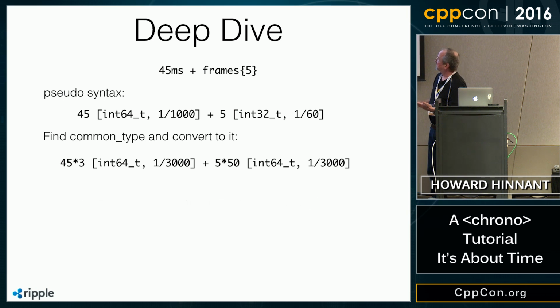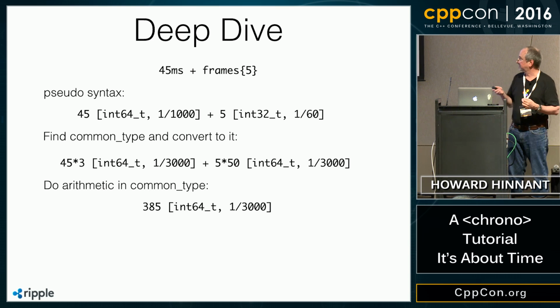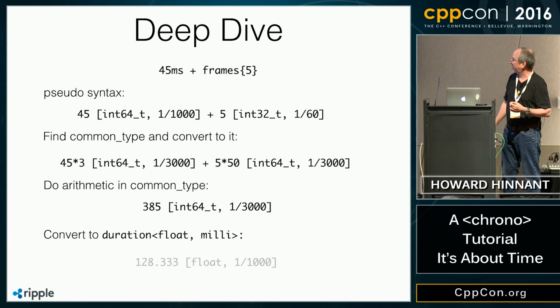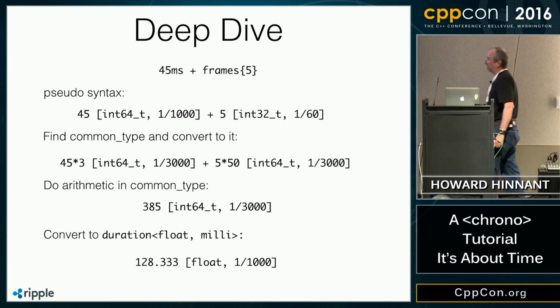Once you've done that, you just do the problem in the common type: multiply 45 times 3 and 5 times 50, and you get 385 int64_ts of units 1/3000. And then the last step was to convert it to floating point milliseconds. So you simply divide everything by a floating point 3 and you come up with 128 1/3. So it all just works, and it all works implicitly, and most of it is working at compile time.